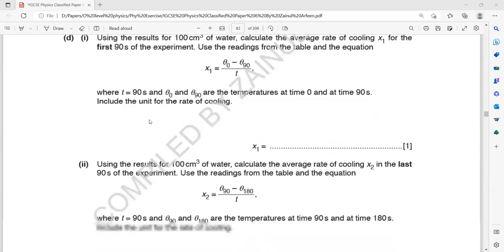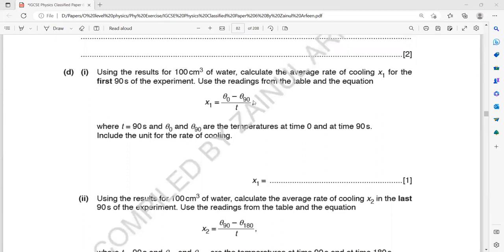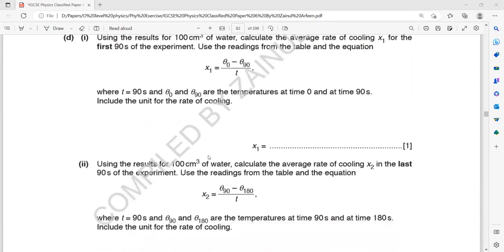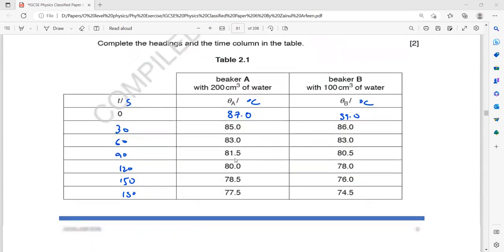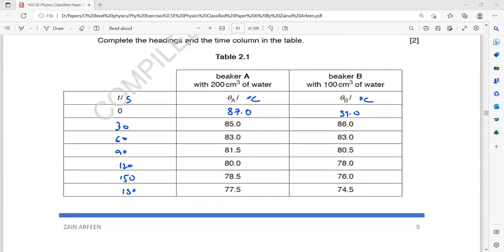The next one: use the results for 100 cm³ of water to calculate the average rate of cooling in the first 90 seconds and then the other 90 seconds. So, first 90 seconds for 100 cm³. What is the rate of cooling? Change in temperature divided by time.